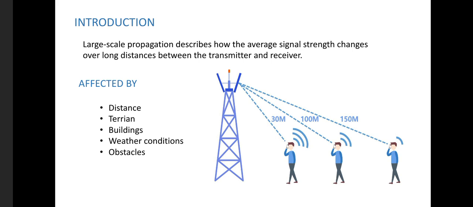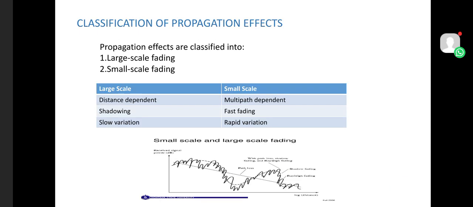You can see the diagram, where the user is near the tower at 30 meters, 100 meters and 150 meters. Whenever he moves away from the base station, the signal will get affected and may get interrupted. These effects can be caused by distance, terrain, buildings, weather conditions and obstacles. The classification of propagation effects is small scale and large scale fading.